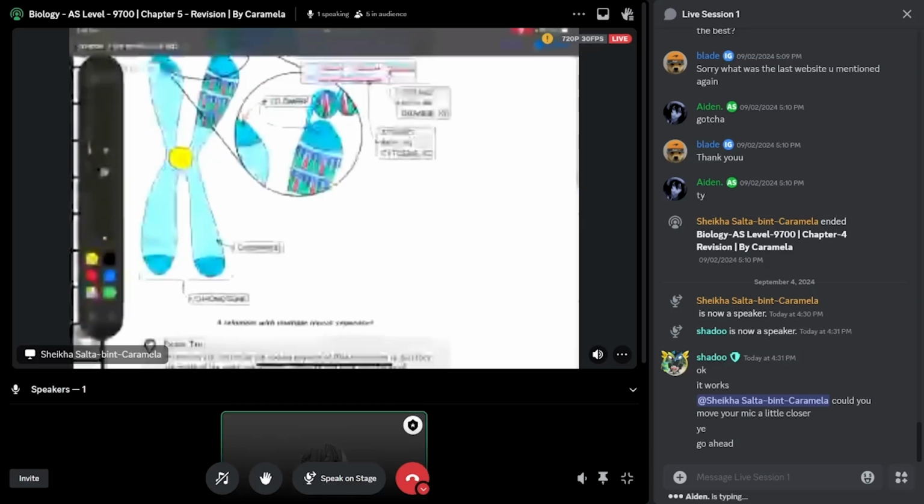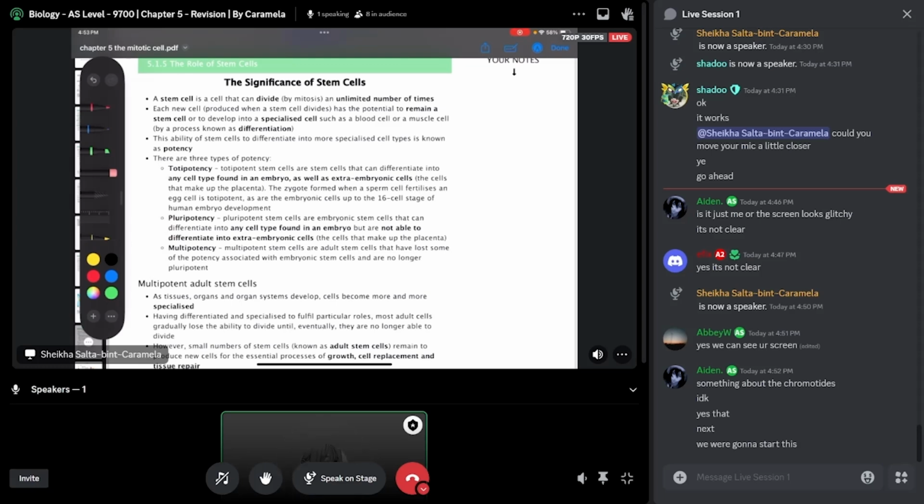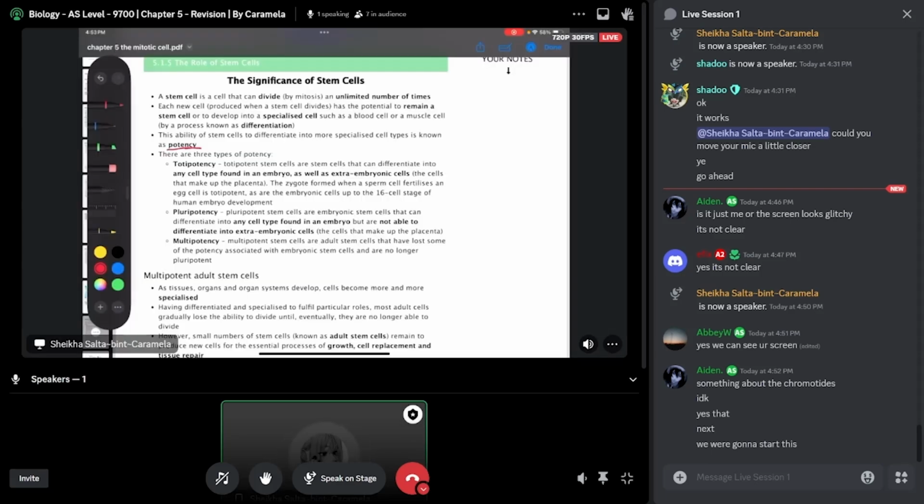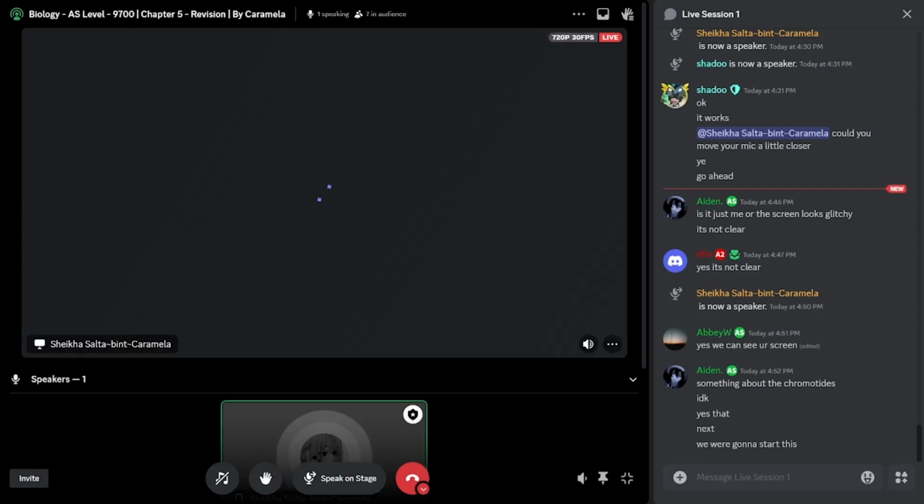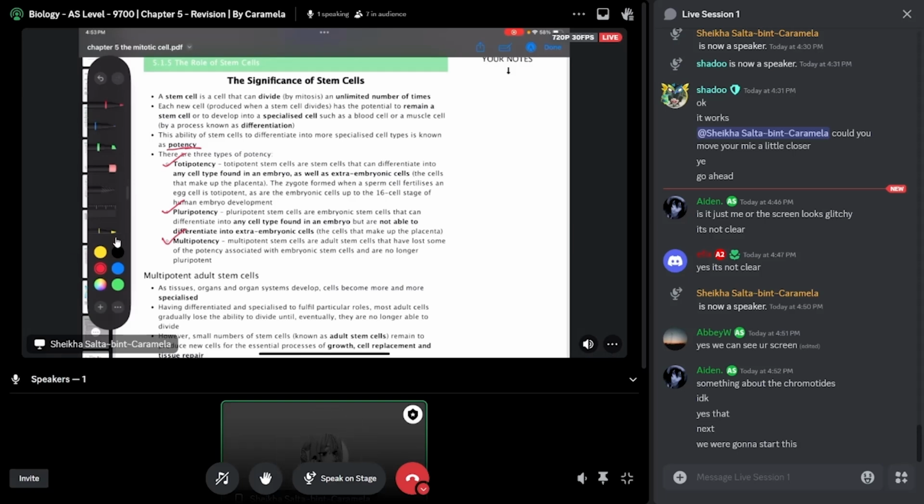Then we have stem cells. Stem cells are very important. They differentiate into different kinds of cells using mitosis. A stem cell can divide an unlimited number of times, and each new cell produced has the potential to remain either a stem cell or become a specialized cell. The ability to differentiate into a stem cell again or become a specialized cell is called its potency. And there are three types of potency: totipotency, pluripotency, and multipotency.